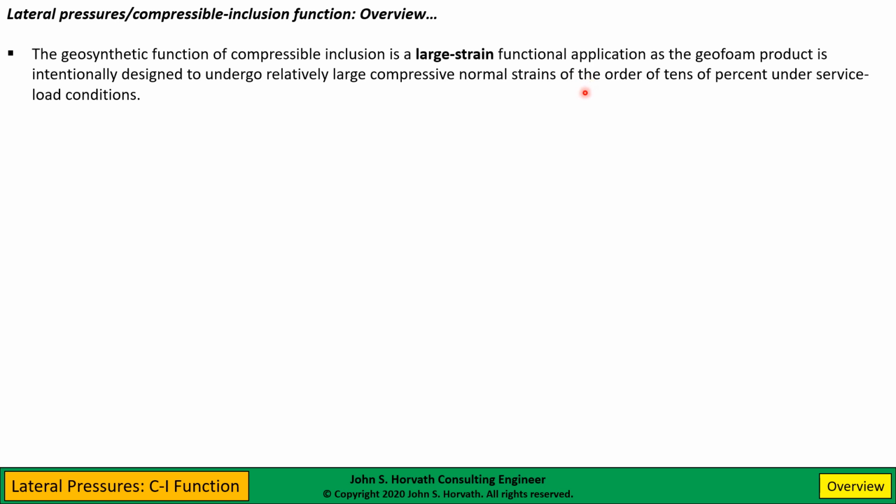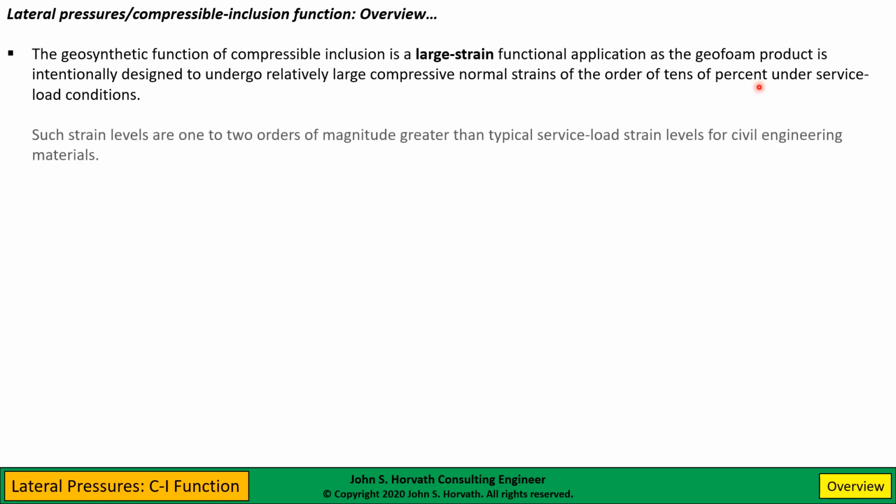Well, as I said earlier, the compressible inclusion function is a large strain functional application because the geofoam product is intentionally designed to go relatively large normal strains. We're talking about tens of percent, 10, 20, 40% under service load conditions. It's important to recognize that such strain levels are anywhere from 1 to 2 orders of magnitude greater than the service load strain levels for civil engineering materials in general. If you think about the strain levels when you design reinforced concrete or steel or other geosynthetics.